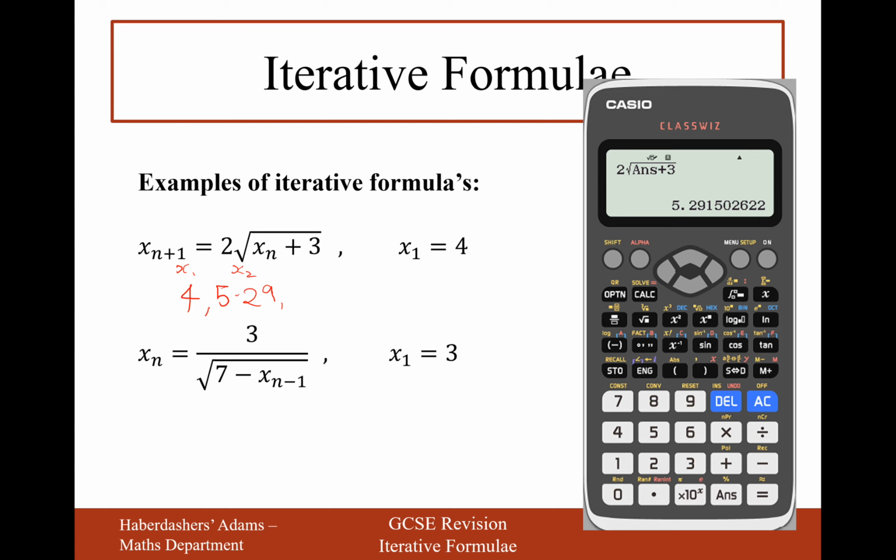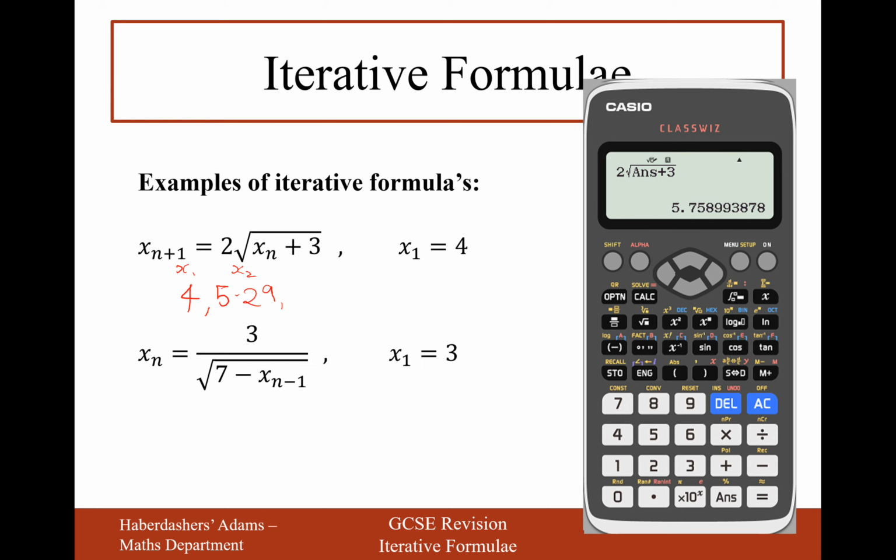Now to get the next number in the sequence, we're going to use 5.29 as the x number in this formula. So it's going to be 5.29, add 3, square root it, and then times it by 2. So what we're effectively doing there is using the current answer on my calculator, then adding on 3, then square rooting, then multiplying by 2. So I don't actually need to change any calculation on the calculator. All I now need to do is just press the equals button. So press equals, and we get 5.76. And that's now the next number in the sequence.